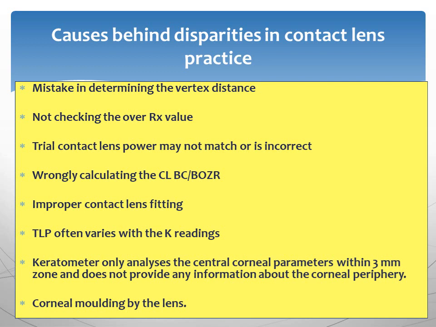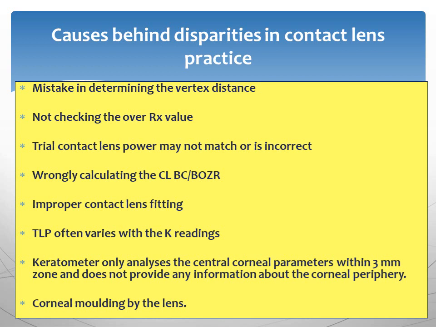Tear lens power often varies with the K reading. Keratometer only analyzes the central corneal parameters within 3 mm zone and does not provide any information about the corneal periphery. So in case we find any kind of corneal surface irregularities, anything significant that is not being provided by the keratometer information, then we must refer the patient for topography.